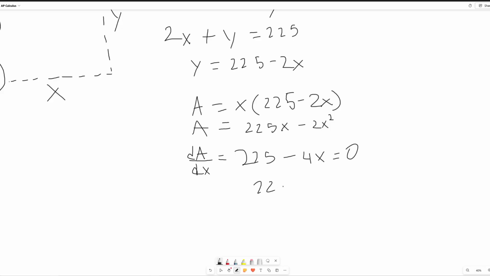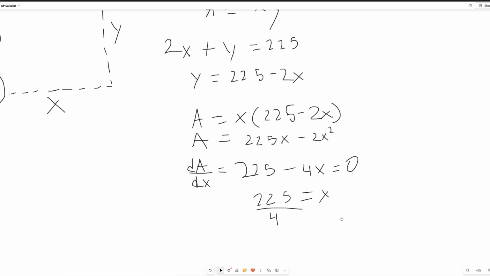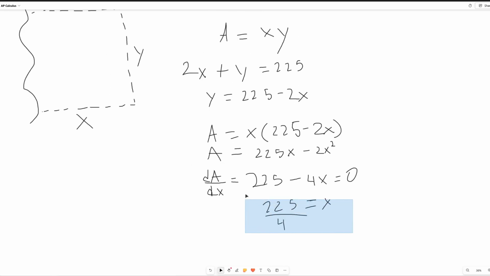Now you have 225 equals 4x, and that means 225 over 4 equals x, which we can just leave as a fraction if you want. That's probably going to be easier for this sake. So 225 over 4 is our x value. And now all we have to do is plug this right back into here.